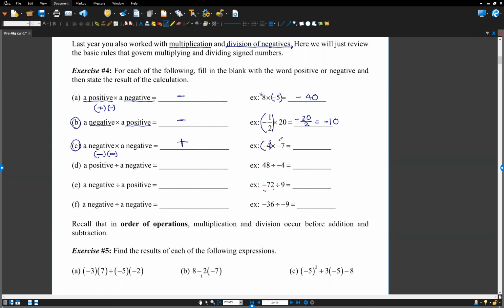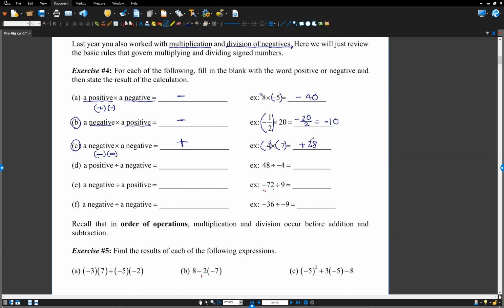Negative 4 times negative 7 is how much? Negative times negative, the result will be positive. So it will be 28. Yeah, positive 28. Okay, that's the answer.